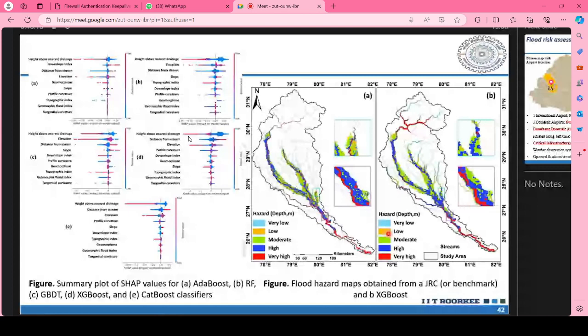So this was the major importance of considering the machine learning models, which gave us an idea of how these flood inundation hazards exist, but which unfortunately, because of hydrodynamic modeling, we were not able to find out.